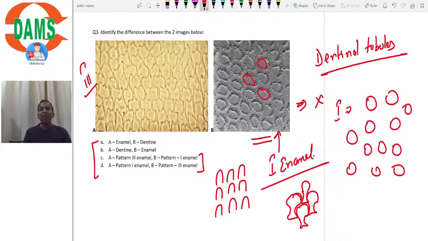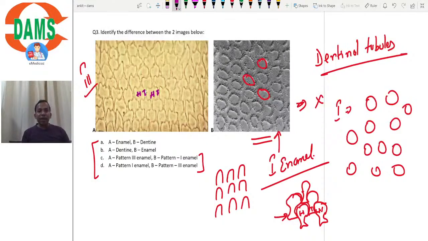So you have the alternate arrangement of head and tail region of the enamel rod. You can see this is the tail region, then the head region, then again tail, then again head. So alternate arrangement of head and tail region is seen in type 3 enamel. And the same arrangement you can see in this first diagram. This is the head, and in between you can see this tail. Then again head, then again tail. So this is the alternate arrangement.